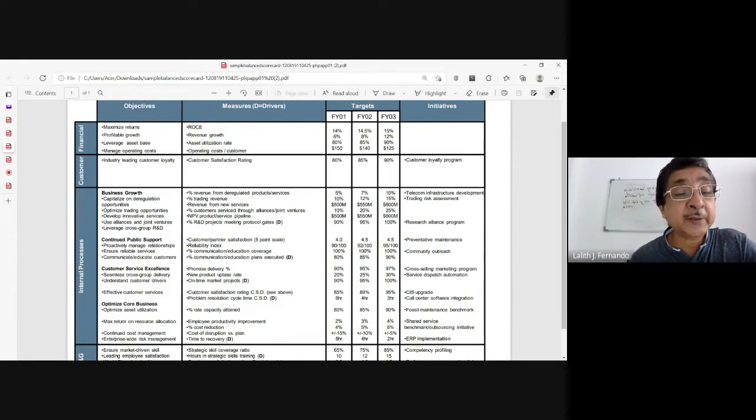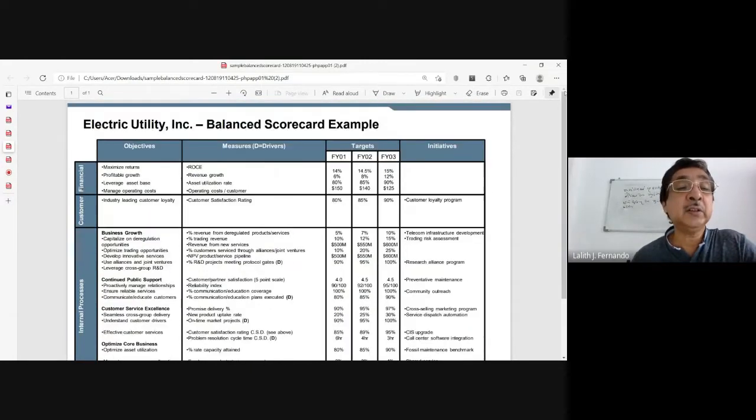So you can get those findings for your benefit. These are the types of explanations which we can give under the business growth. So then you can just look at the measurements here. Now you can see percentage of revenue from deregulated products and services. In this particular case, as an example, this organization is a power electric utility company.